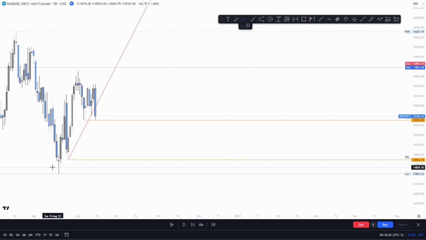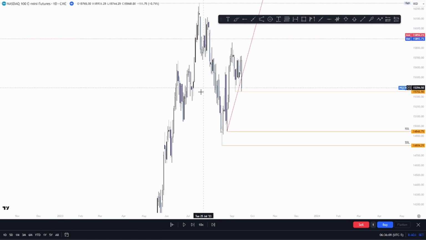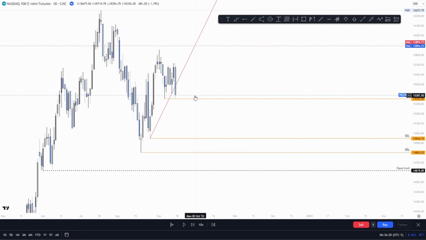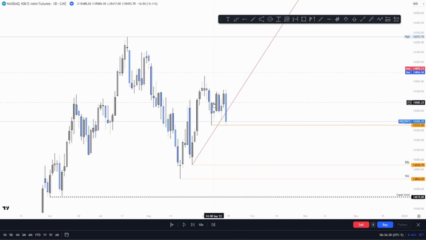Then we also have sell side liquidity down here. We even have equal lows down here. We have our sell side liquidity targets. Now our job is to find an entry. We understand where our price targets are. Now we need to understand where our stop loss is.